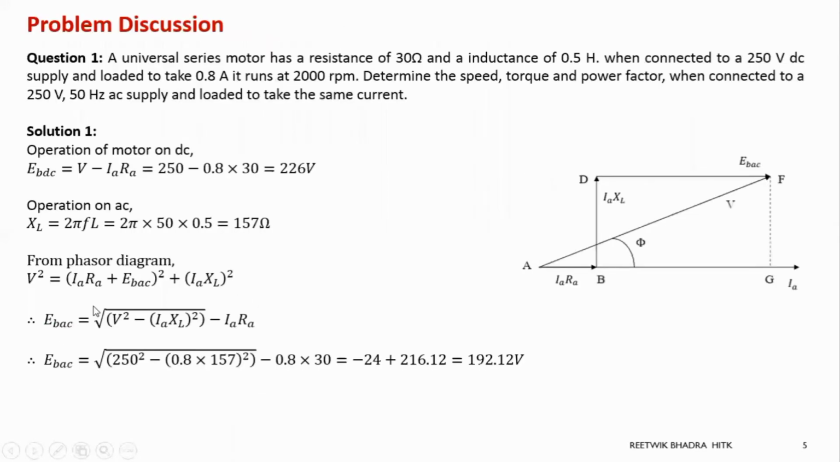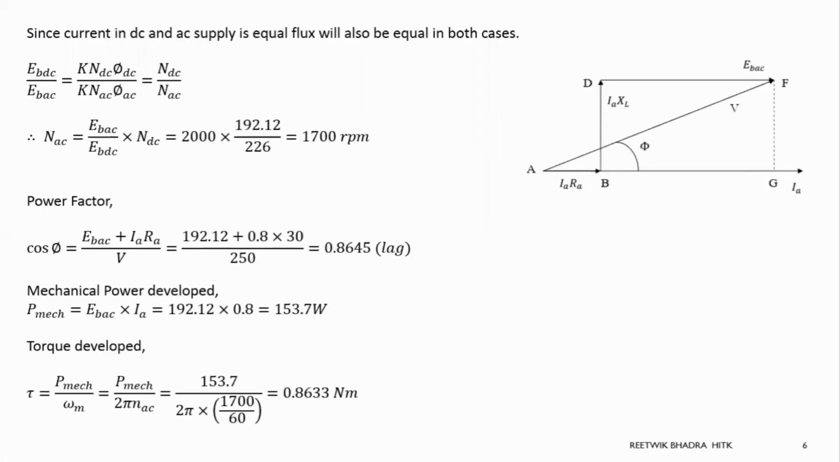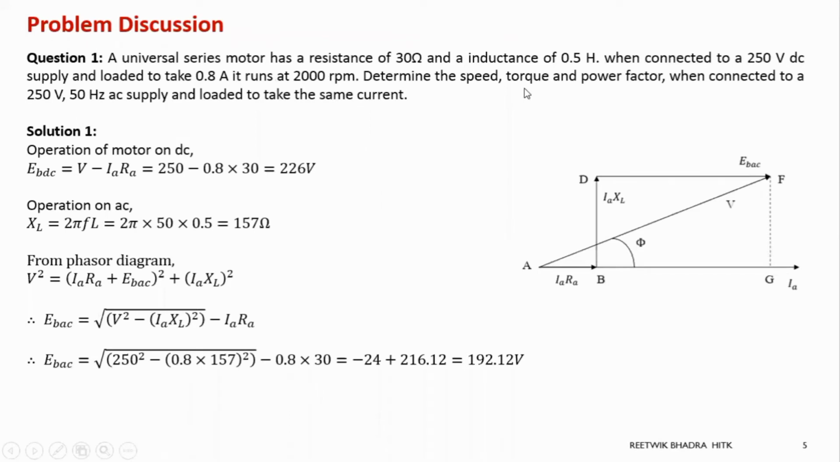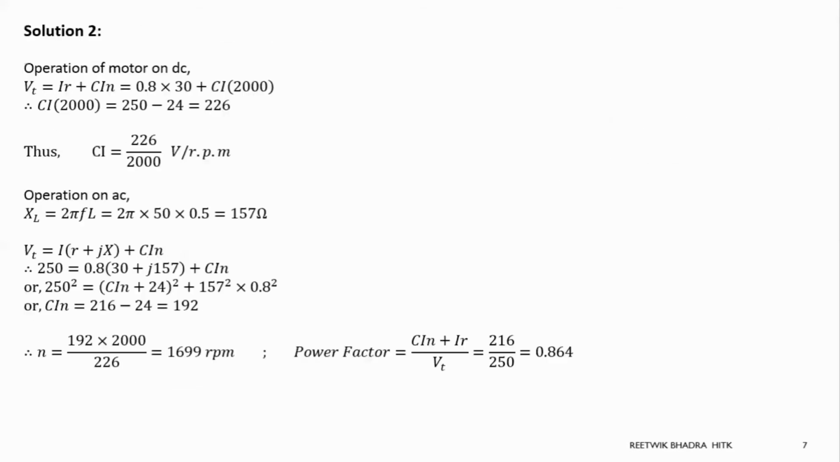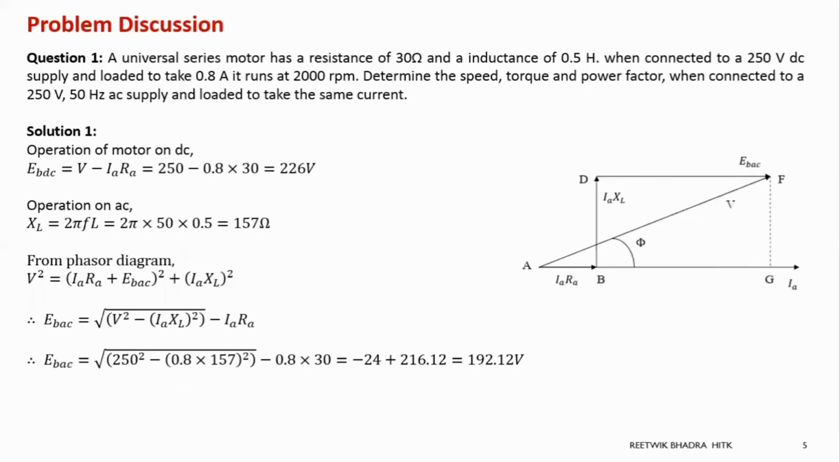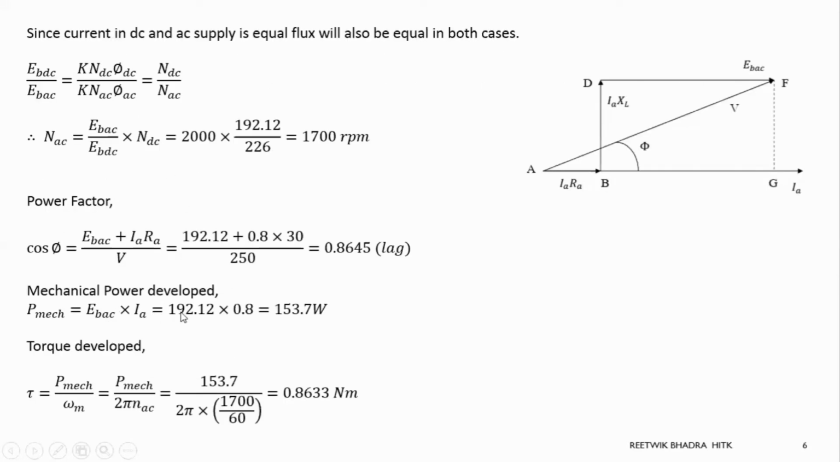Now, next thing what we have done: we have found out our speed, we have found out our power factor cos phi. Now we have to find out the torque. So torque is easy, you know what torque is? Torque is power by omega. What is power? The mechanical power developed, that is EB_AC into I_A. Why are we doing EB_AC into I_A? Because now the machine is operated on AC. So we need not take care of this EB_DC. So now all these things we have to calculate under AC supply. So this EB_AC has to be taken care of, not the 226. 192 we have to take. And what is I_A? It is 0.8. So it comes to 153.7.